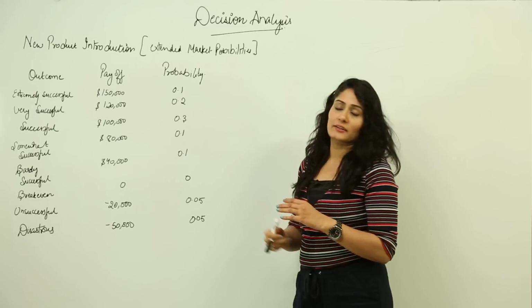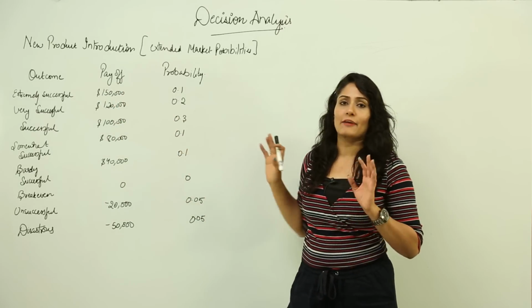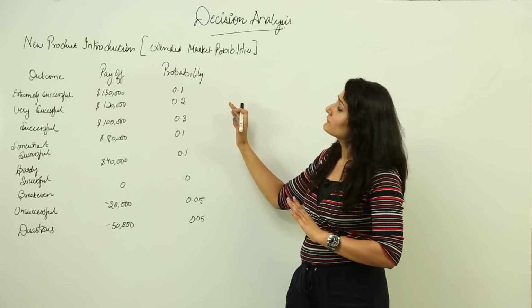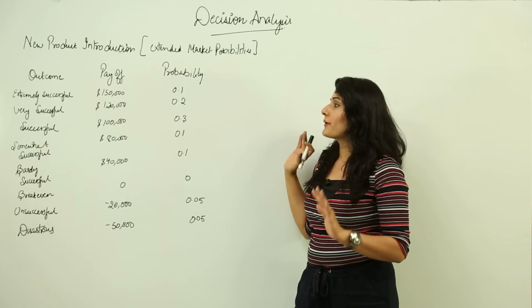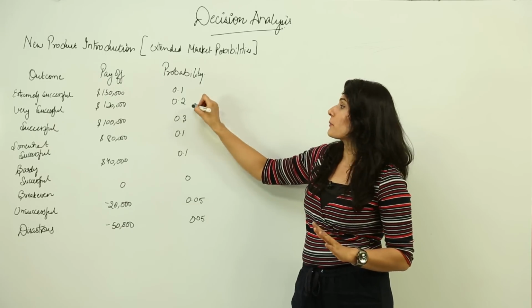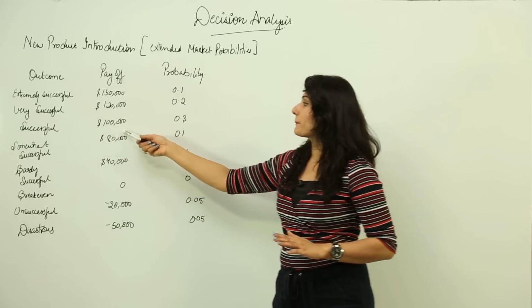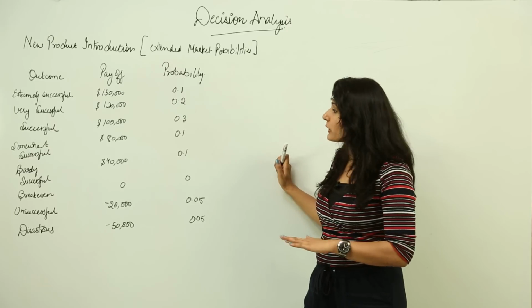So in case my product is extremely successful, my payoff would be around 1,50,000 and the probability of this happening is 0.1. In case it's very successful, my payoff would be 1,20,000 and the probability of this happening is 0.2. And if it's successful, then the payoff would be 1 lakh and the probability of this happening is 0.3.